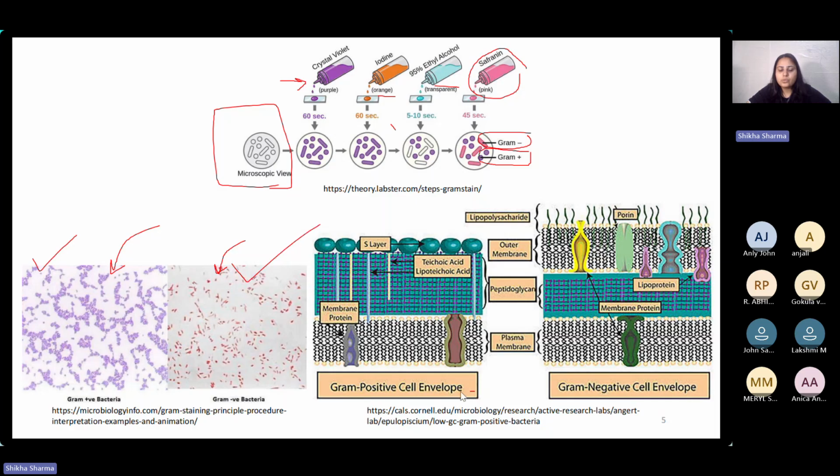We can see here in the gram positive bacteria, this is the peptidoglycan layer, which is long and thick. Whereas if we see the peptidoglycan layer in the gram negative bacteria, it is thin like this. This is the thin peptidoglycan layer in the gram-negative bacteria, and this is the lipopolysaccharide layer, which is complemented with the peptidoglycan layer. Because of this, it shows a pink color in the microscope.